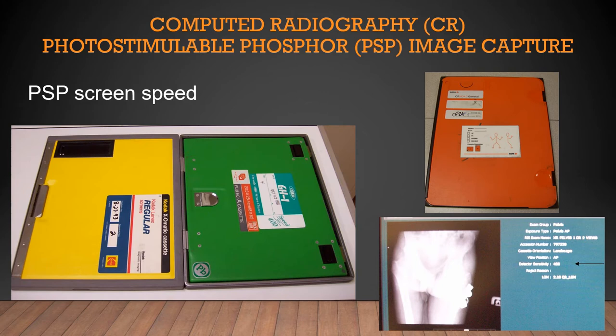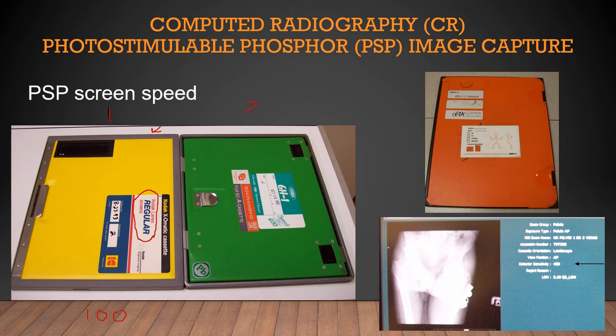Now, let's take a look at these different cassettes. This cassette right here that I have the number one over is an extremity cassette. I know it's an extremity cassette because it has a gray border. I also know because it says Kodak Lanex Regular screen. So that's telling me I'm going to grab that when I'm going to x-ray a hand or a foot, anything that's extremities, arms and legs.